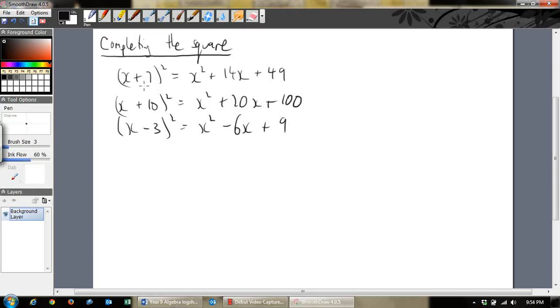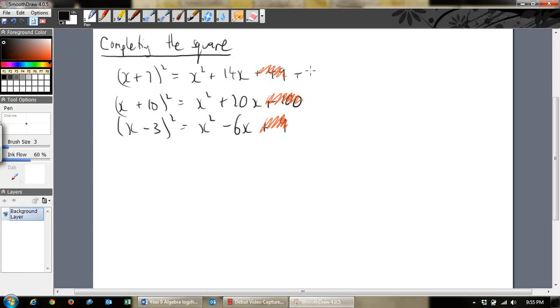Okay. Now what we're going to do this time is to sort of go backwards. What we're going to ask is this question here. If we get rid of those last numbers, I'll leave that there. If we were just given this here, x squared plus 14x, and we were asked to create a perfect square out of this, how would you do it?